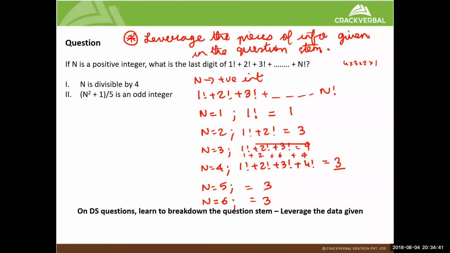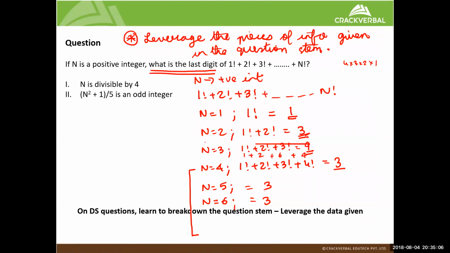But 5 factorial would give me a unit digit 0. 6 factorial again gives a unit digit 0. 7 factorial again gives a unit digit 0. So I know for anything from 5 onwards till infinity, the unit digit will always be 0, right? So basically, I need to figure out whether it's possible for me to get one out of these 2 unit digits as the answer, because the question is a value data sufficiency. I need one unique answer.